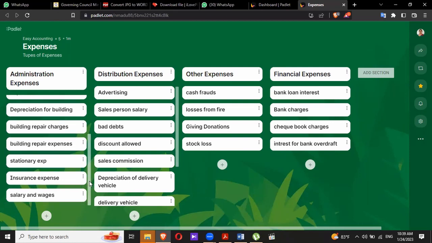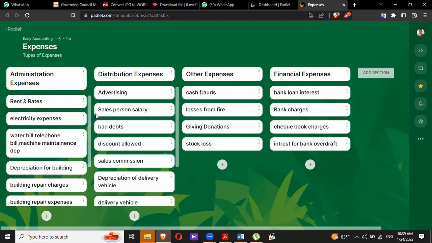Right. Let's move to the distribution expenses. Distribution. Advertising correct, salesperson salary correct, sales staff salary, salary paid to sales person, salary paid to workers of the sales division. Likewise, you can classify it under distribution. Bad debts, yes, bad debts means unrecoverable debt, right? The debt which cannot be recovered. And discount allowed is a distribution, sales related expense, sales commission is a sales and distribution related expense.